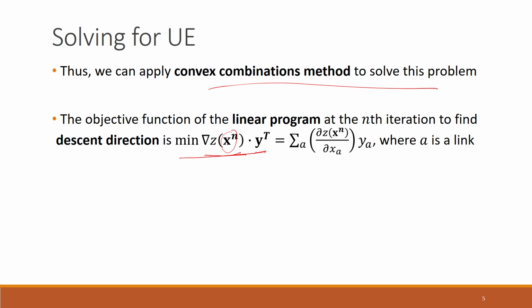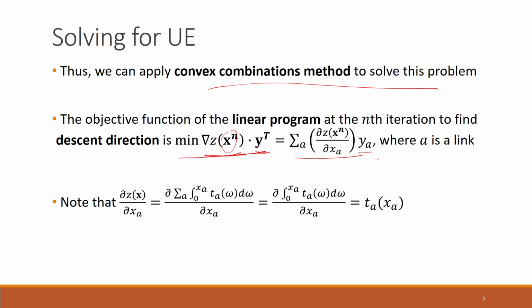And similarly this y transpose will have y1, y2 till ym, where m is the number of links that we have. So the number of components present in the gradient function as well as in this y transpose will be the same. So this dot product is actually this summation, where we multiply the partial derivative of this function z with respect to the flow on link A times ya, where ya is the auxiliary flow through link A.